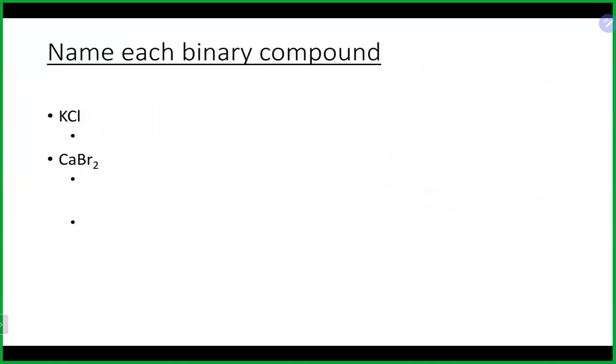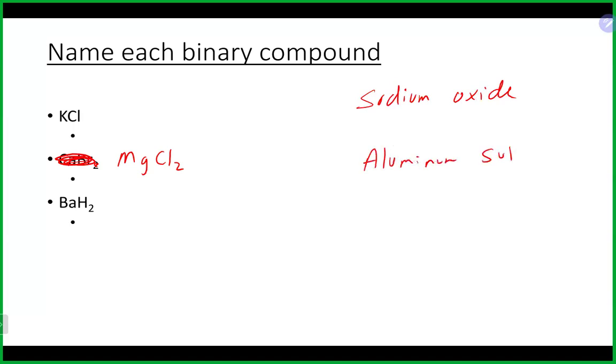All right, well then, why don't you try some here? I think we actually did that one, so let's change this one. Let's do MgCl2. Why don't you also write the formula for these things? Let's do sodium oxide. Let's do aluminum sulfide. And let's do potassium phosphide. All right, so on the left-hand side, proper names, right-hand side, proper formulas.